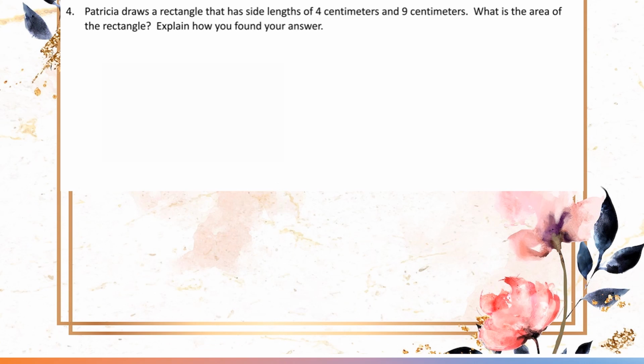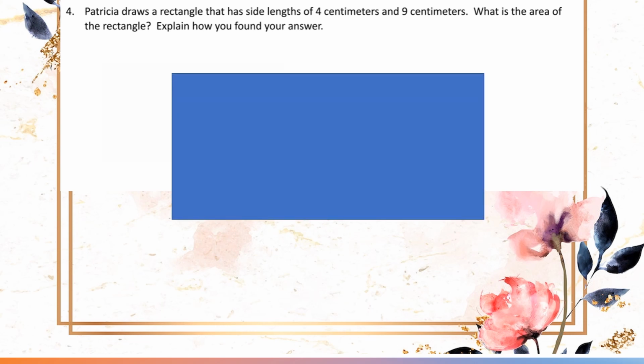Now let's take a look at number 4. Number 4 says Patricia draws a rectangle that has side lengths of 4 centimeters and 9 centimeters. What is the area of the rectangle? Explain how you found your answer. So first, let's draw a model of a rectangle. And if your rectangle is not perfect, that's okay.